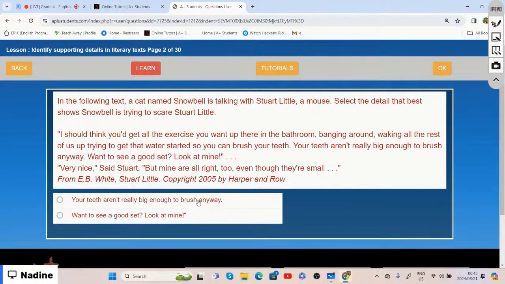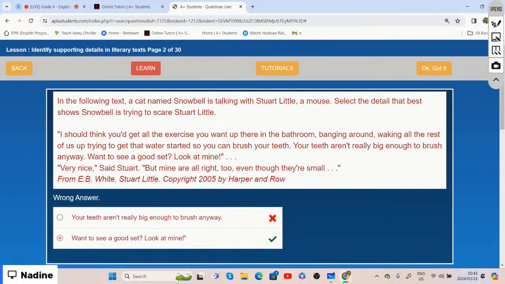All right. We can say it's because your teeth aren't big enough to brush anyway. So it's basically them comparing each other's teeth, right? Oh, you want to see a good set? Look at mine. I don't know what is so scary about that. I'm not sure about you.